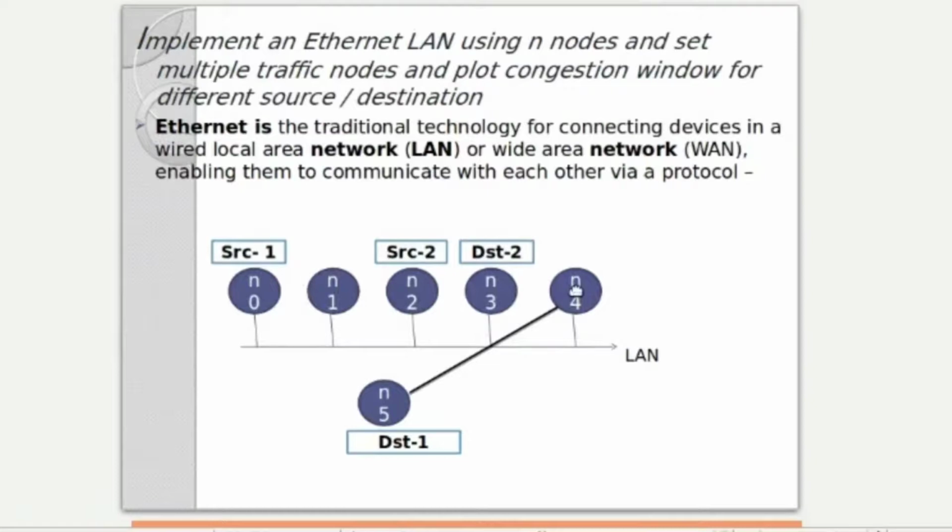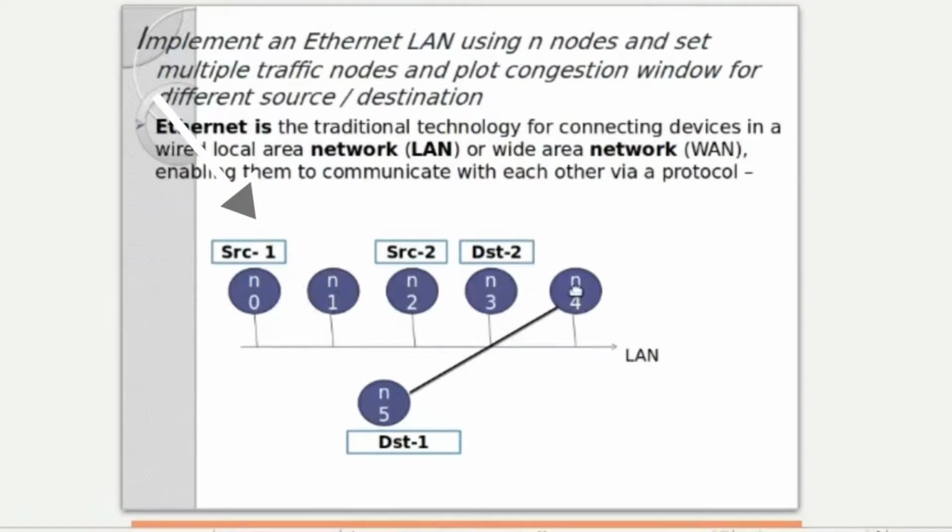We should plot that. Consider there is a LAN connection. LAN means all of the computers will be connected with a single cable. If you see the diagram, there are 5 nodes N0 to N4. All these N0 to N4 nodes are connected to the same LAN network. But there is another node, that is N5, which is not connected to the LAN, which is present somewhere else. Now we have to connect this LAN to that separate node.